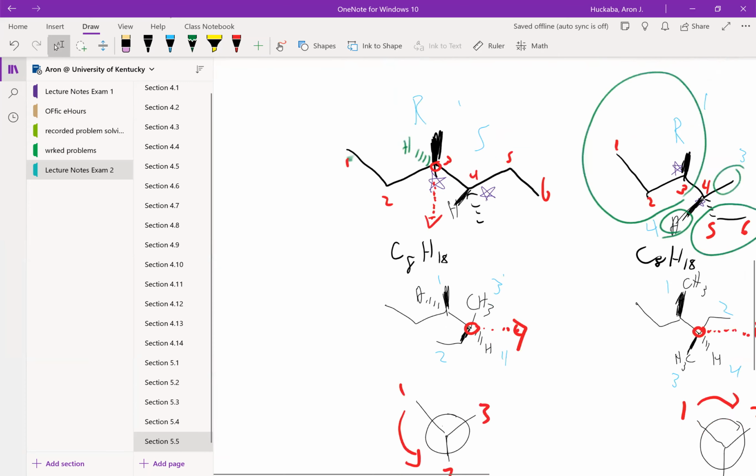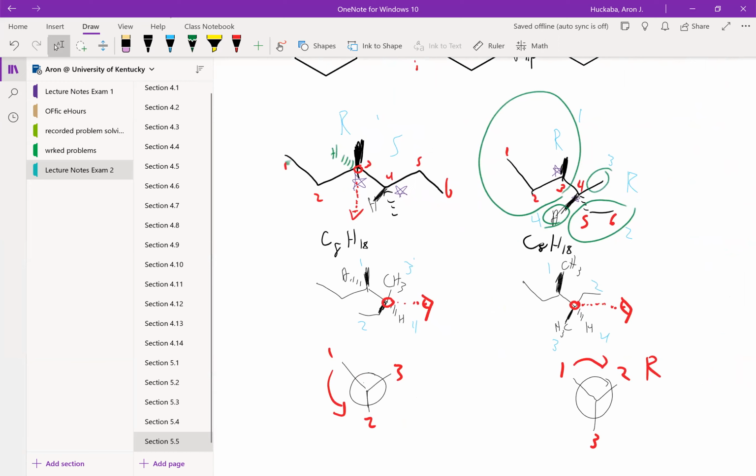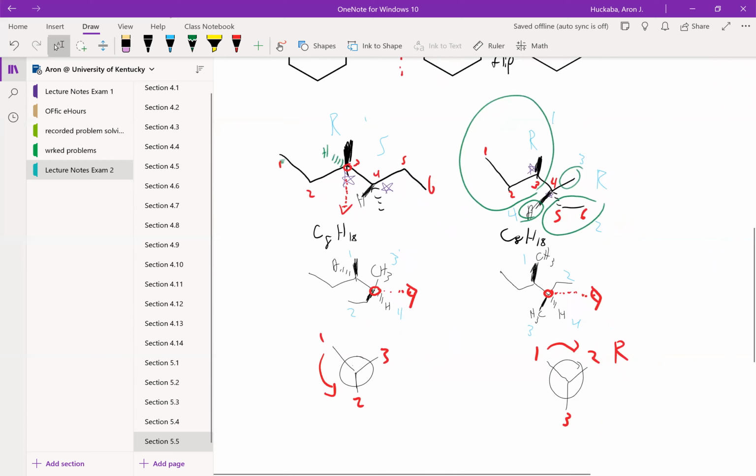Okay, great. So now we see that one is RS and one is RR. And because they are non-superimposable, non-mirror images, being two different CIP configurations, then they are diastereomers. This has been section 5.5.